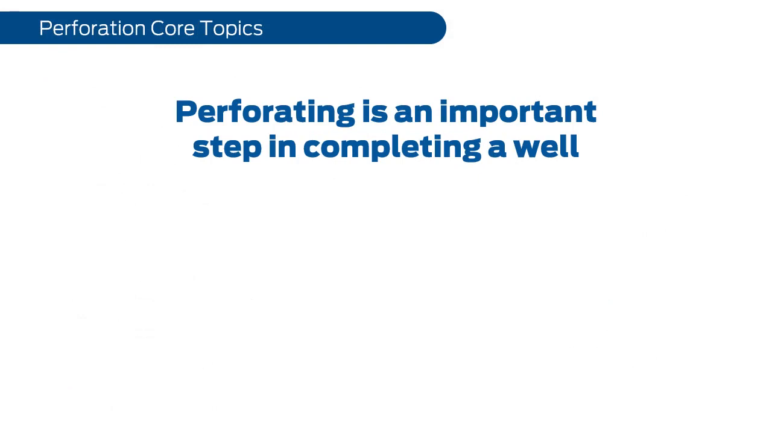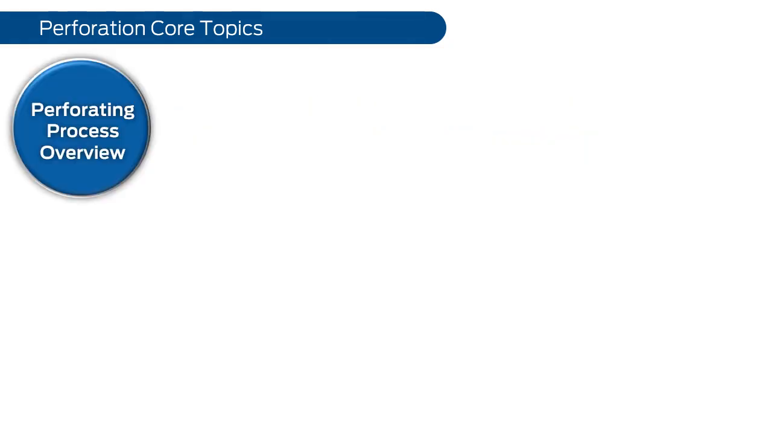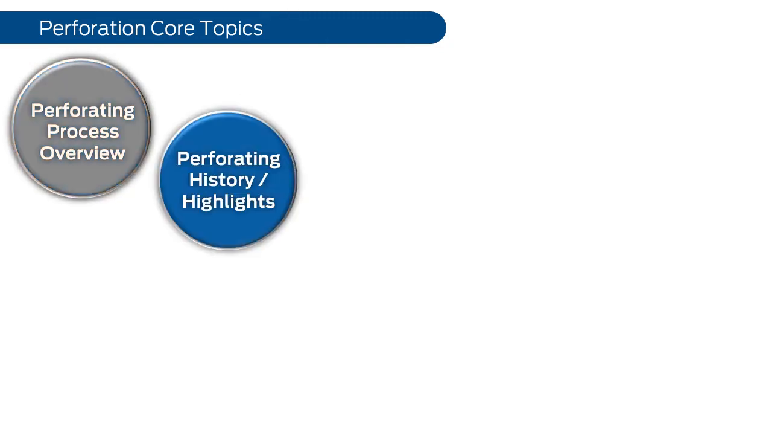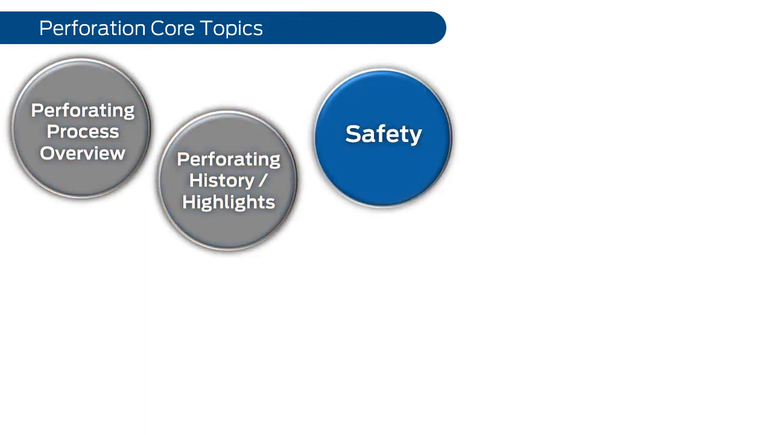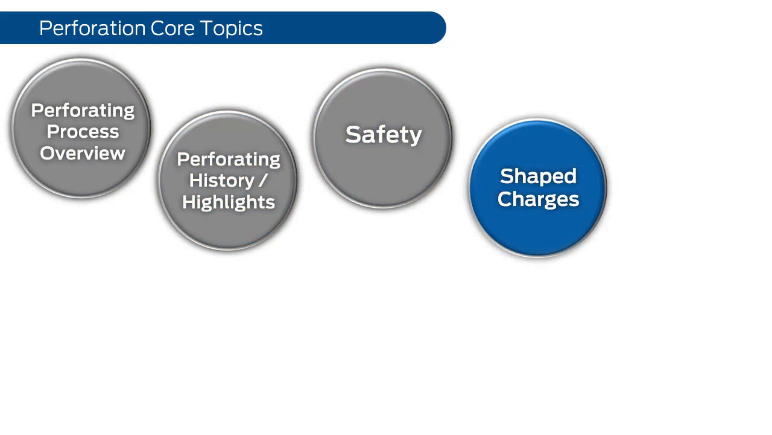Perforating is an important step in completing a well. It addresses establishing communication between the well and the producing formation. The process of perforating will be reviewed along with some shaped charge history and safety issues. The concept of the shape of a charge and results due to the shape of the explosive will be discussed, as the shape of a charge makes a significant difference in charge performance.